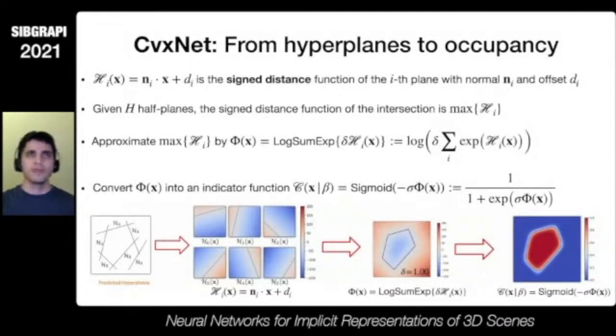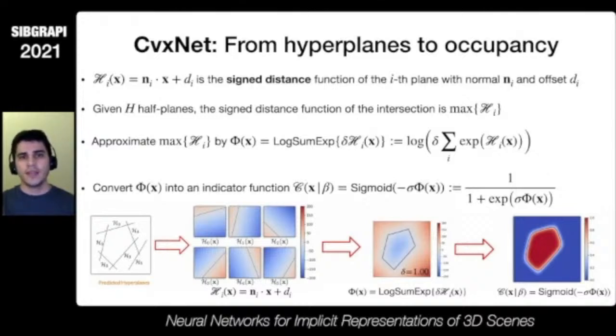First, we consider the problem of representing a smooth convex using half-space intersections. The side and distance function of a single plane can be modeled using the dot product between a vector n and the input point plus a number d, where n is the unit normal vector of the plane and d is the plane offset, that is the distance from the plane to the space origin.